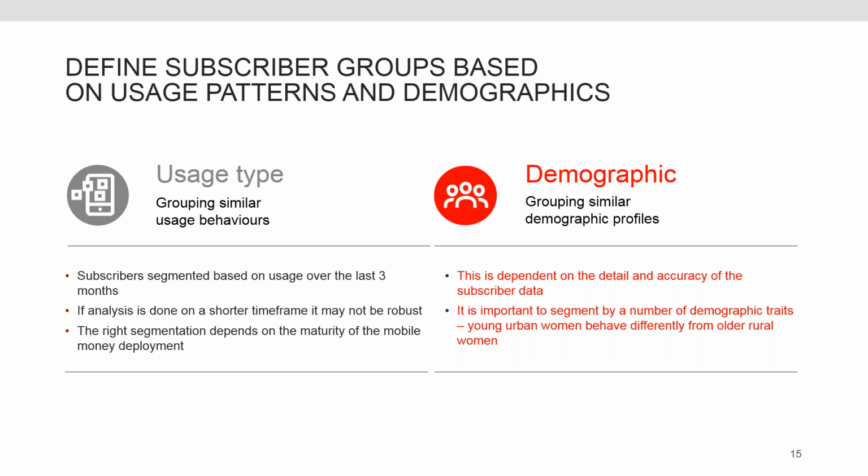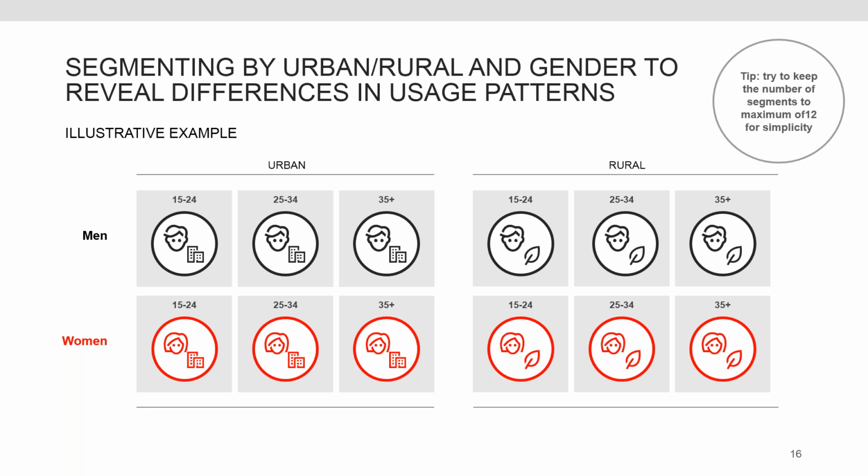We would recommend that this kind of segmentation be based on at least 3 months of behavior by your subscribers, as if less time is used, it may be less robust, it may be less indicative of the overall behavior patterns of that subscriber. Secondly is demographic segmentation based on things like age, gender, urban, rural, and we would recommend that you cut across a few different demographics when you do this analysis. I'll go into a little bit more on demographics now and cover usage types later on.